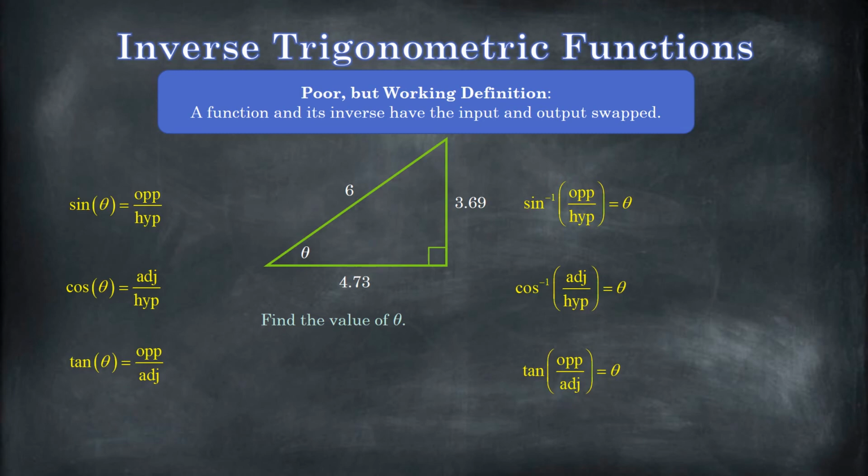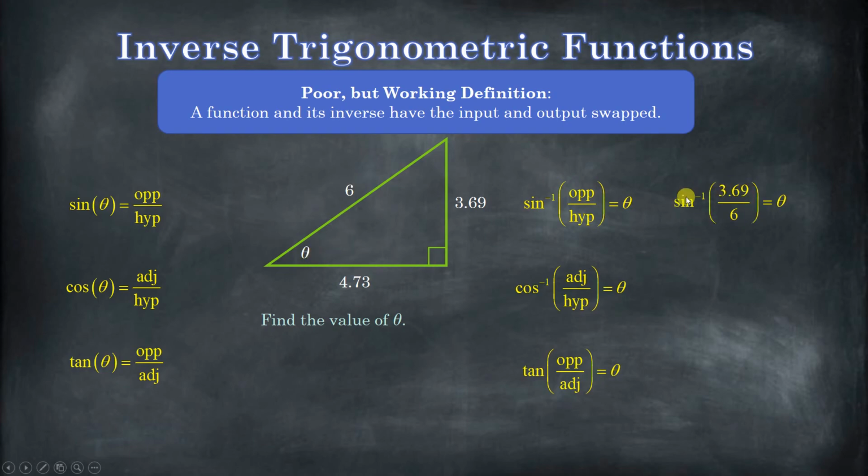But what if you were given a problem like this and you didn't know what the angle was? Well, here you would have to use arcsine or arccosine or arctangent. So if we were going to use arcsine to find out the value of this angle, our input would be the ratio of the opposite over the hypotenuse. And our output would be the angle.